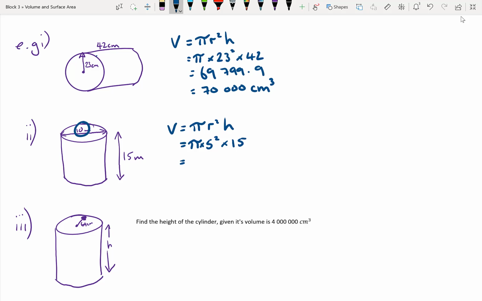Turn to my calculator and ask it to do pi times 5 squared times 15. And we get 1,178.1 out of the end of it. So my units this time were meters, so it's cubic meters. That's what I'm dealing with here.